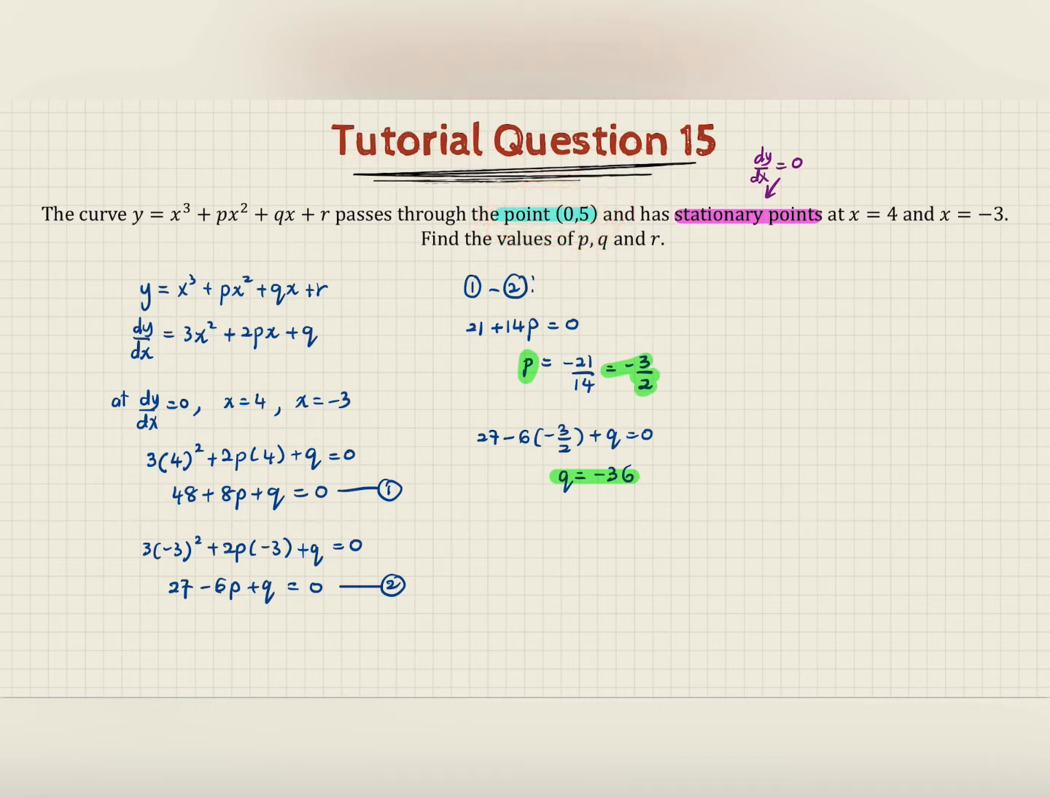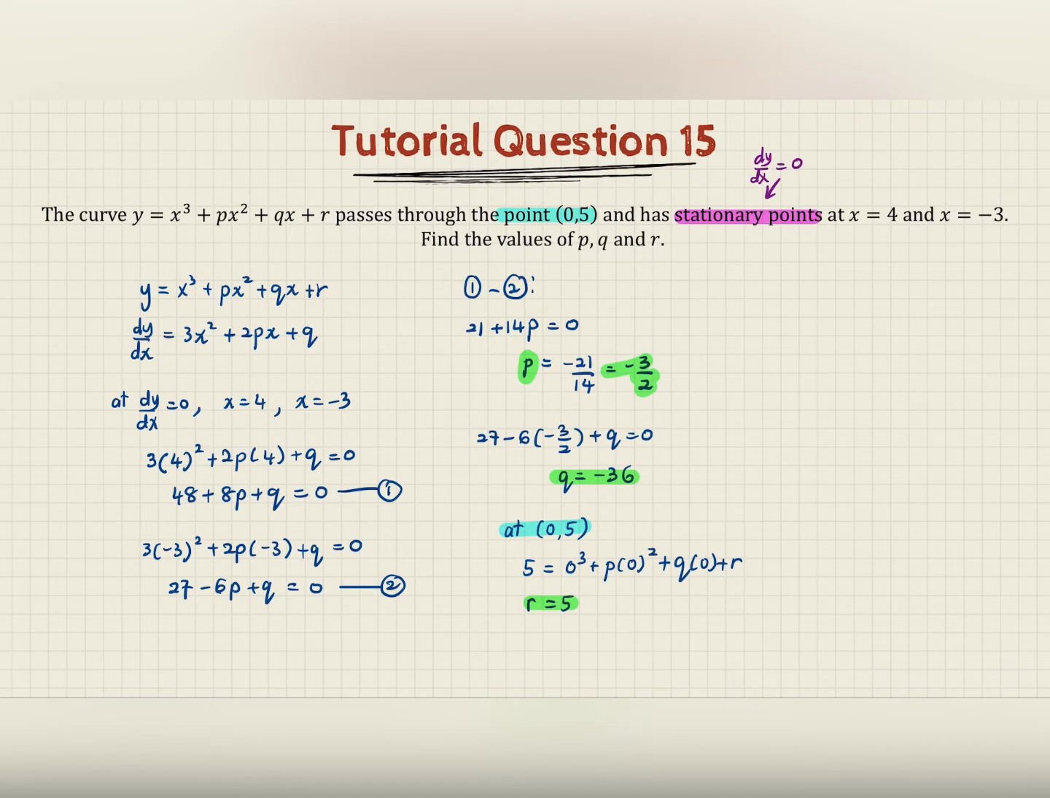At point 0,5. Okay, so at 0,5, kita nak buat apa? Kita gantikan dekat original question ni, tapi kita dah ada value P dan Q kan? So kita masukkan daripada situlah. So Y kita adalah 5. 5 sama dengan 0 cube tambah P 0 square tambah Q 0 tambah R. So dapatlah jawapan R sama dengan 5. Okay, so settle lah jawapan kita. Okay, so dapat jawapan terus P, Q and R. Okay, sebab itu yang dia minta.